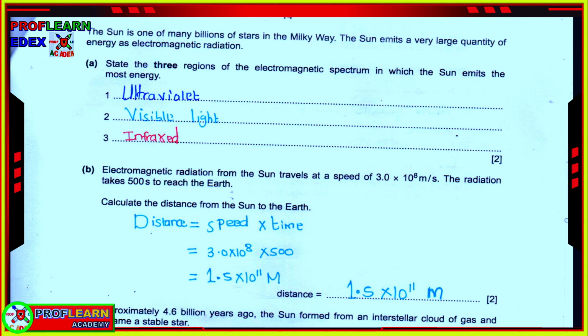Electromagnetic radiation from the sun travels at the speed of 3.0 times 10 to the power 8, and the radiation takes 500 seconds to reach the Earth. Now, how do you calculate the distance? Distance is given by the formula speed times time. You are given the speed and you have the time. If you want to work out the distance between the sun and the Earth, we are going to apply the formula, and that's going to give us 1.5 times 10 raised to the power 11 meters.